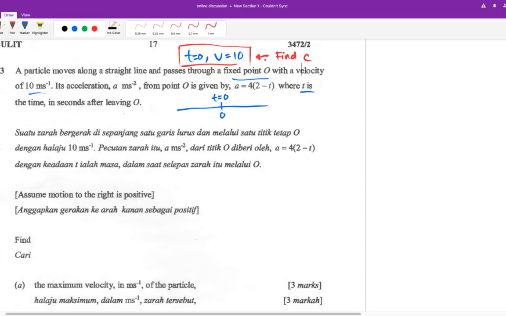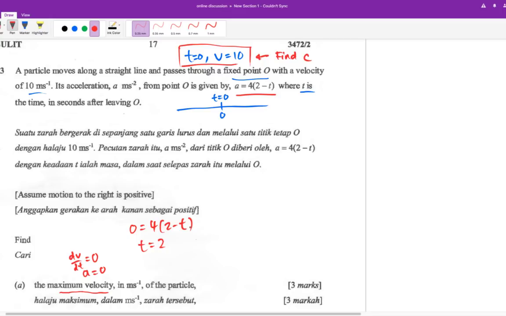Alright, so let's see. The first one, 3 marks, asks you to find the maximum velocity. In order to find the maximum velocity, I know maximum velocity means dv/dt equals 0, and dv/dt is equal to a. So a equals 0. I have the a equation here, right? So 0 equals 4(2 minus t), so t equals 2 here.